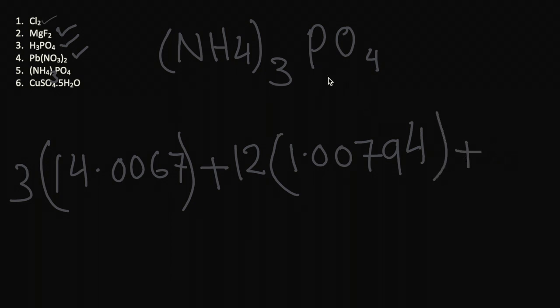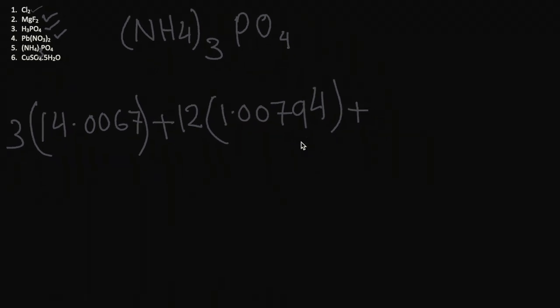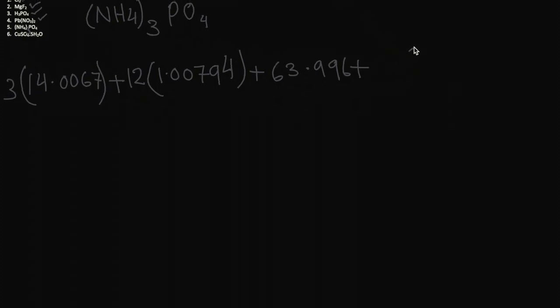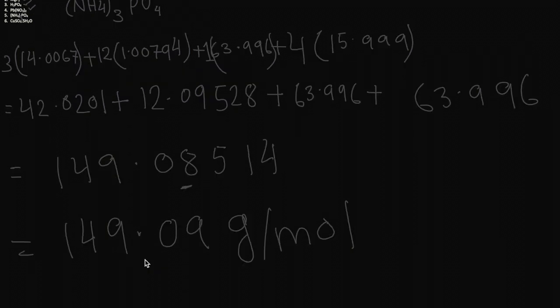We write the atomic mass of phosphate. The atomic mass of phosphate is 63.996. Again, plus. Then we write the atomic mass of oxygen. The atomic mass for oxygen is 15.999, but we have to times this with 4 because we have here 4 oxygen. So we times this, we just add all of them.